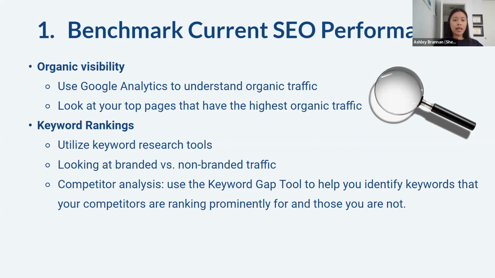You can also take a look at competitor analyses, and we'll go over these different tools that you can use to identify these. But essentially taking a look at any keywords that your competitors are ranking for, that you would like to be ranking for, but you're not. And also what types of content is bringing in the most organic traffic to your competitors.